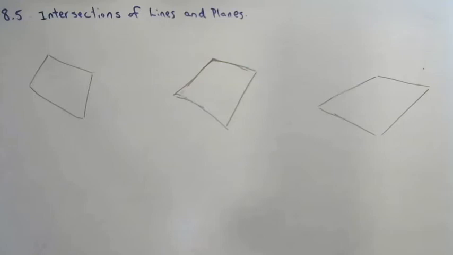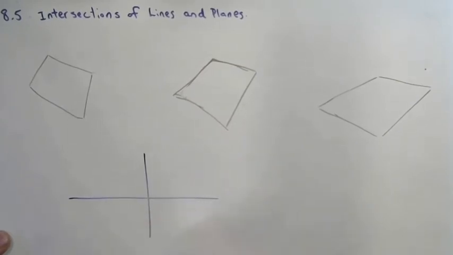Lesson 8.5, Intersections of Lines and Planes. So we're familiar with working in two-dimensional space where the whole thing is a plane, and all we can really talk about are points and lines. And we know that lines can interact in one of three ways.